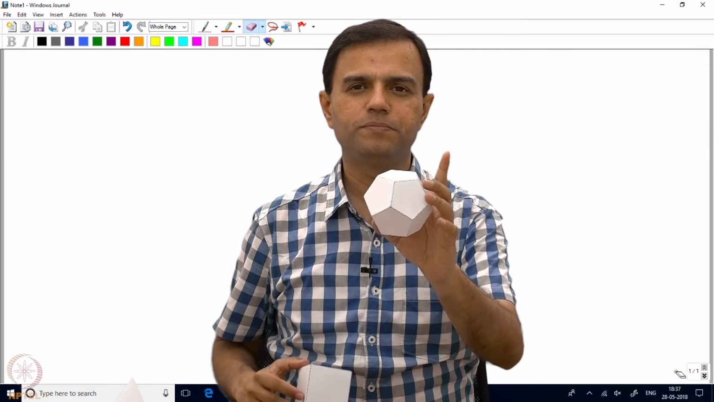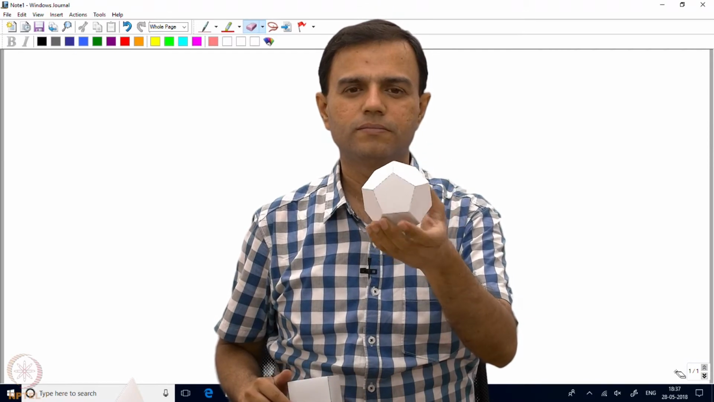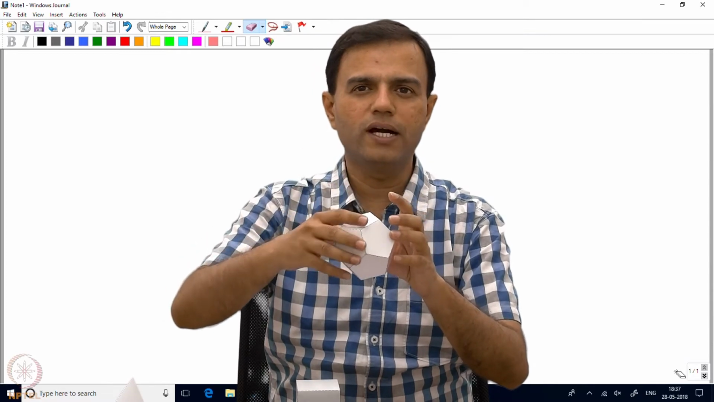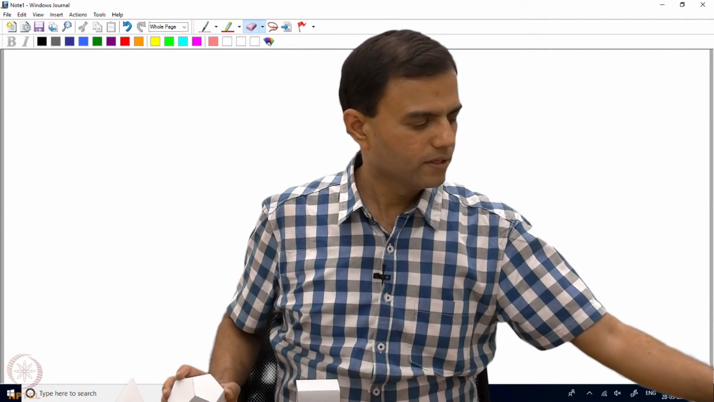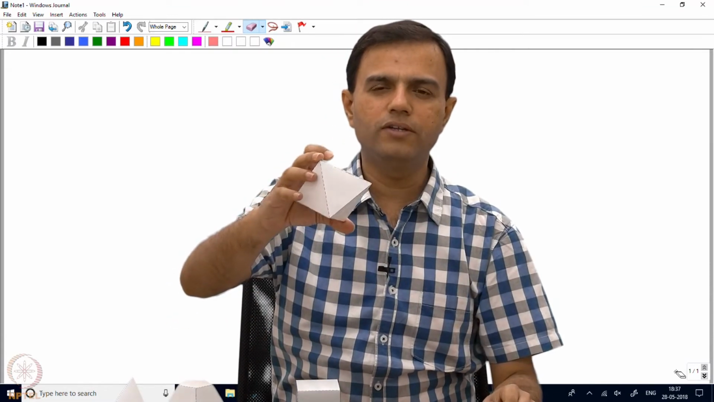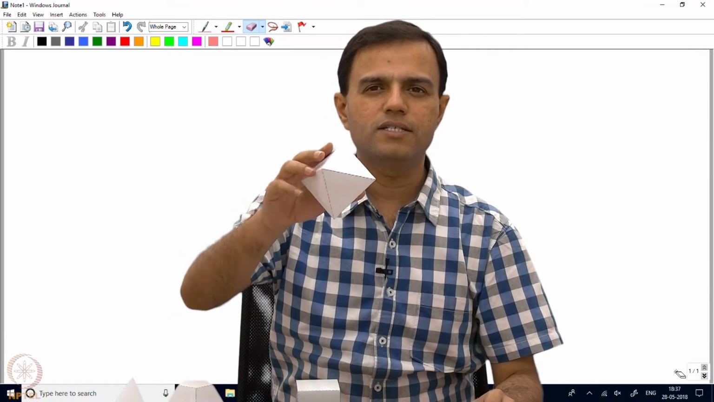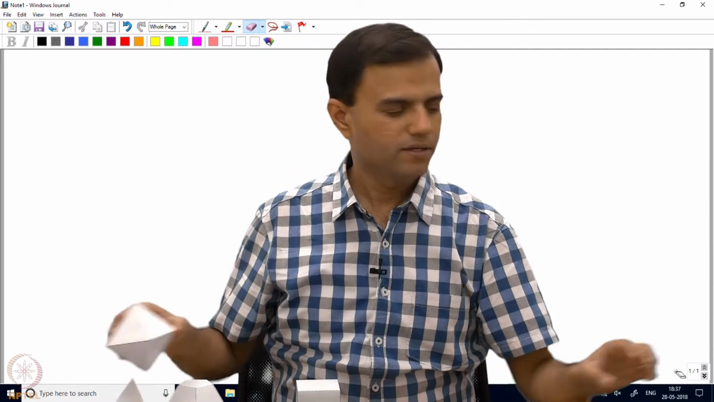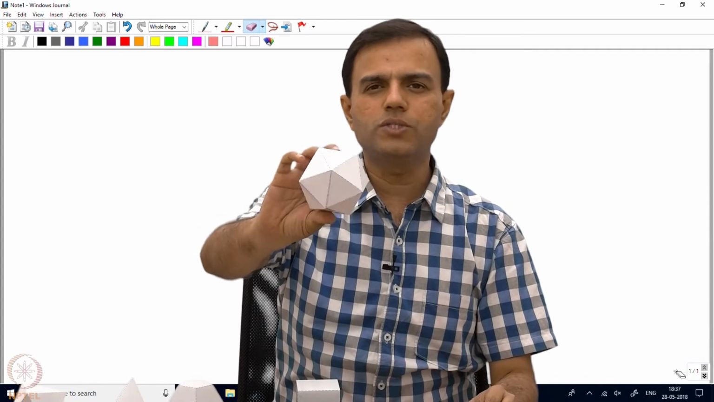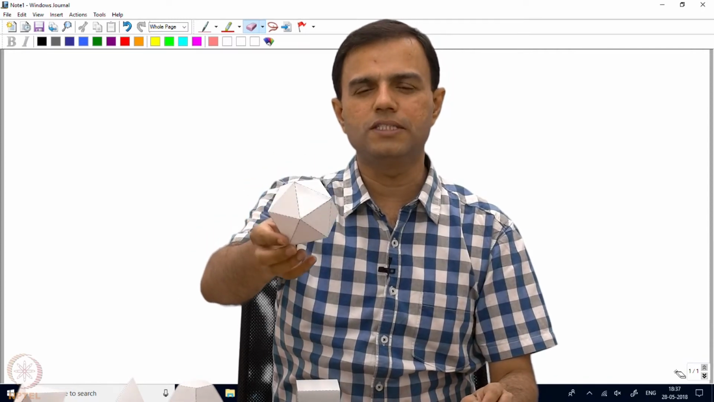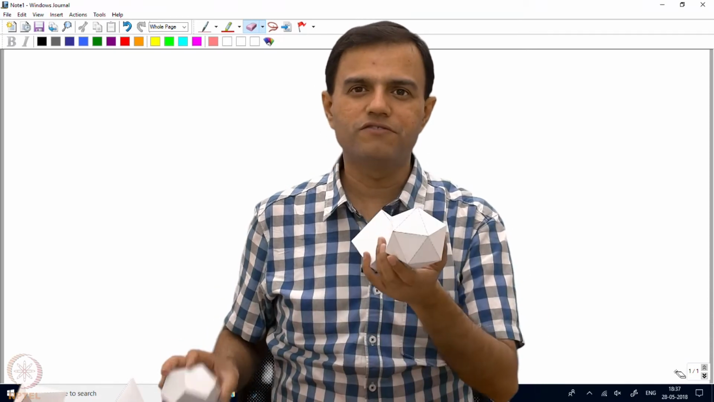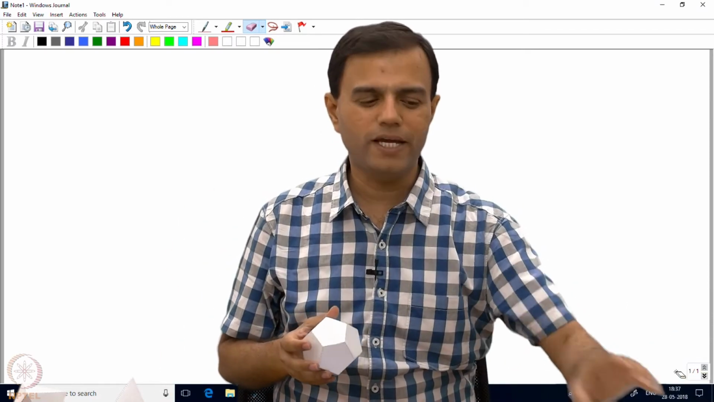That is dodecahedron. It has 12 faces. And this is octahedron. It has 8 sides, 8 faces. And then this is icosahedron. It has 20 faces. These are some quite nice objects, and we are going to have some fun with all these objects after some time.